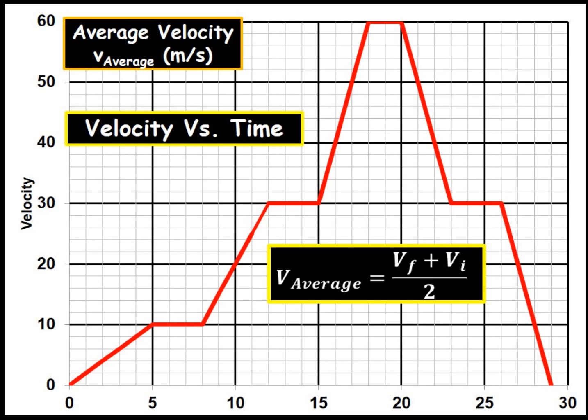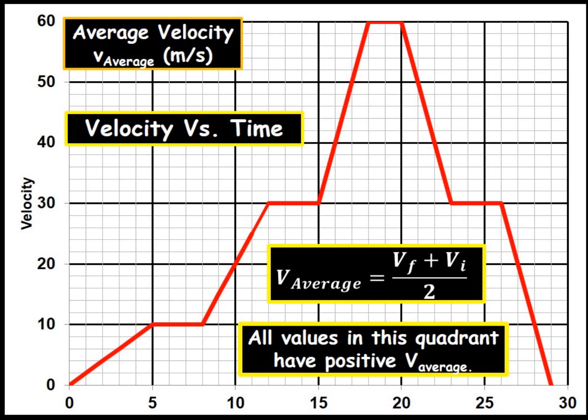That's the equation. So for instance, the first segment would go 0, which is the initial. You have 10, which is the final. So final plus initial. So 10 plus 0 divided by 2 would be +5. Now, all of the velocities in the first quadrant, quadrant 1, are all going to be positive. So let's get started. First one is +5. The next one is going to be 10, because you're going to say 10 plus 10 divided by 2 is 10. Okay, and remember, they're all positive here.